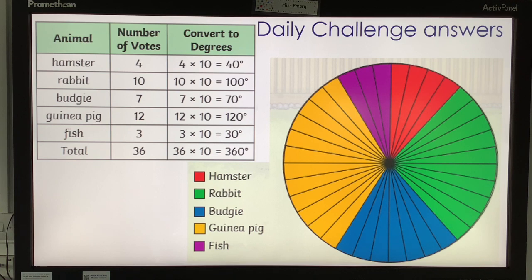So if each segment was worth 10 degrees, we should have coloured in 4 of those segments to represent the hamster, etc. So your pie chart may look slightly different because you may have done them in a different order, but just check that you've coloured the right amount of segments in for each animal.